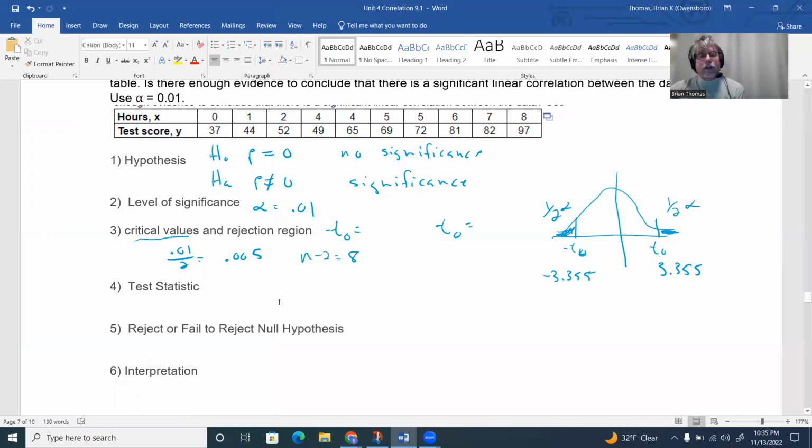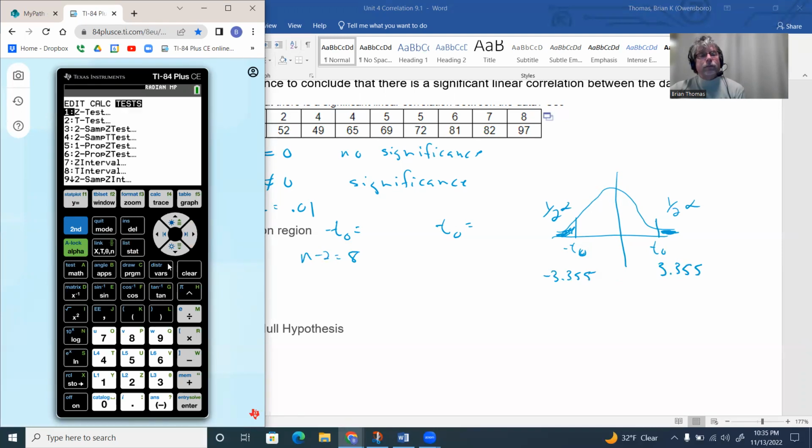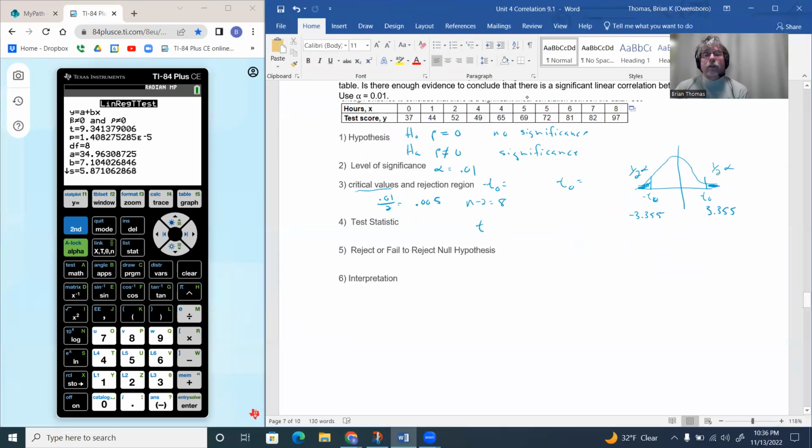So to find our test statistic using our calculator, we're going to use stat and go to test. We're looking for the linear regression t-test, which is actually F. If we hit enter here, I'm using L3 and L4. You're probably using L1, L2. And notice we have that does not equal 0. If we come down to calculate, that's how it gives us our t value, which is 9.341.